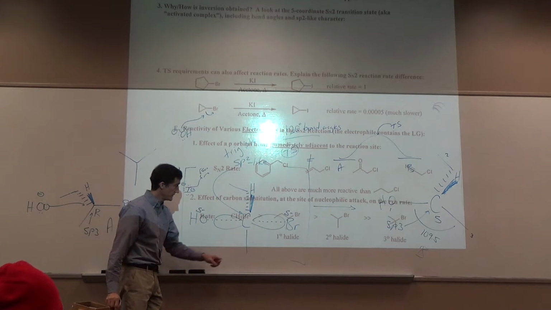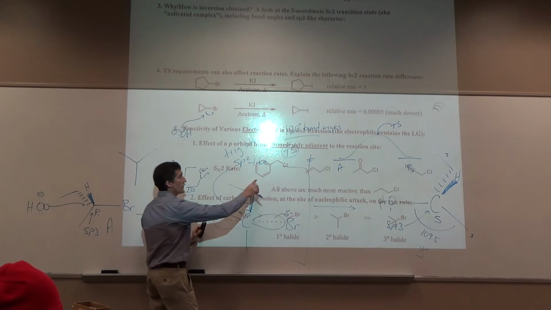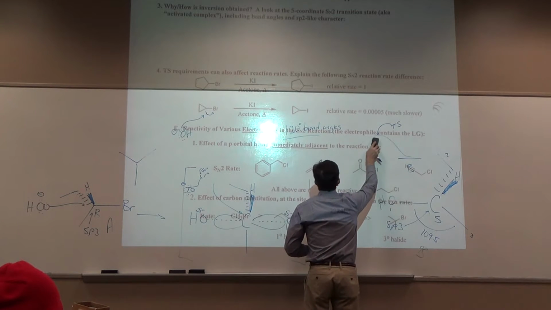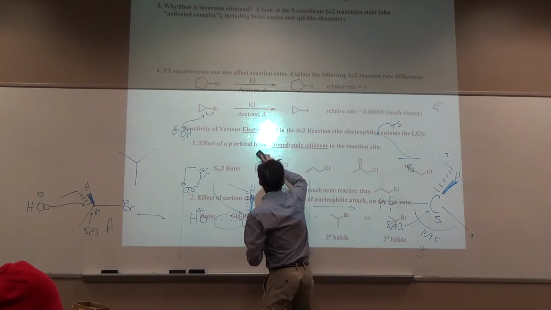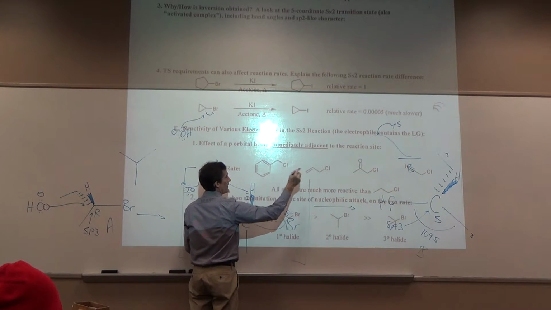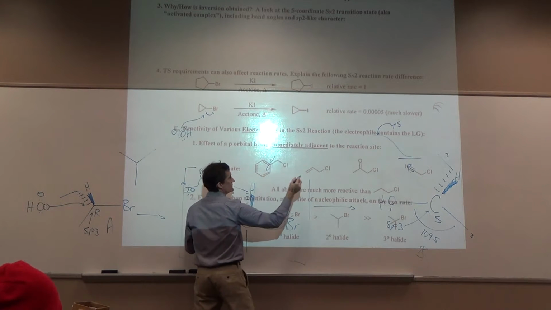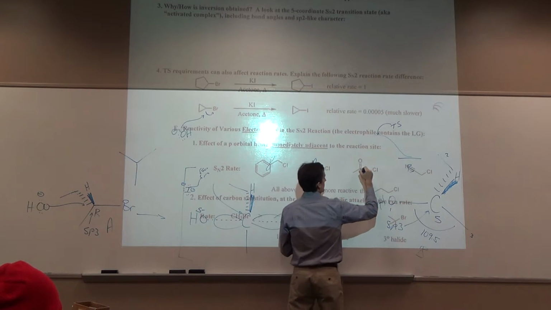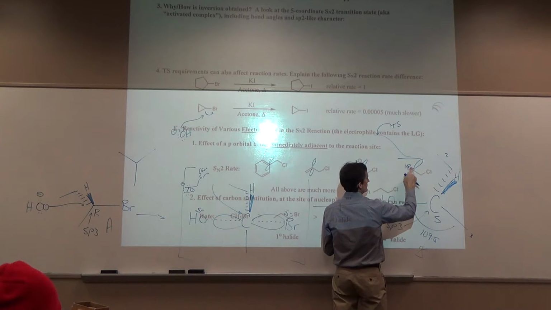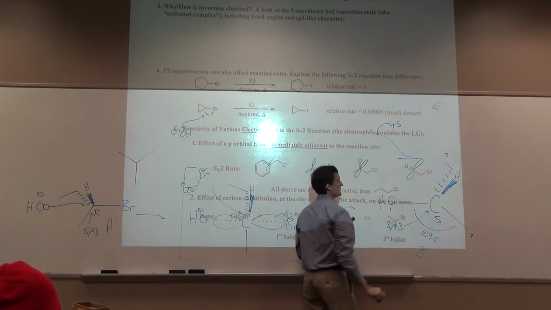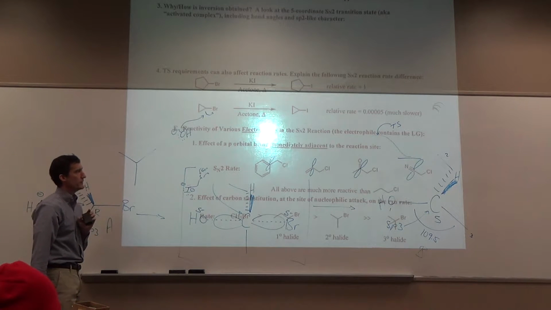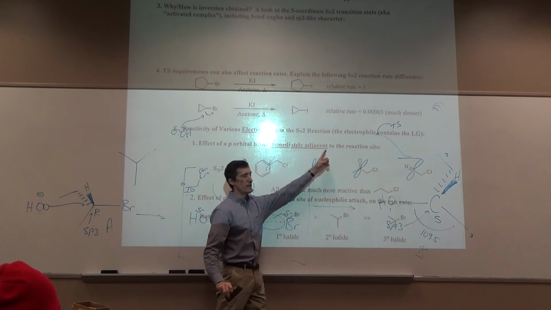And I'm glad I left this here. These are all more reactive because there's a p orbital next door to the reactive site in all of these. P orbital here, p orbital here, p orbital here, p orbital here. It's actually 2 there. They all have a p orbital immediately adjacent to the reaction site.